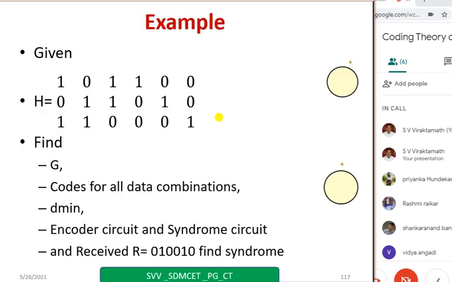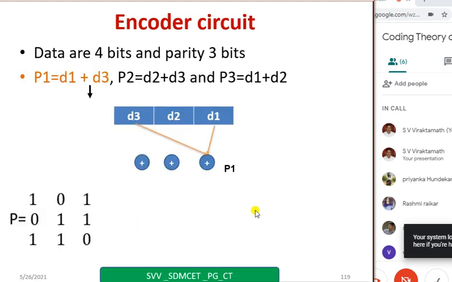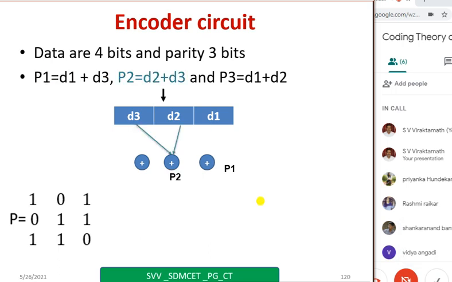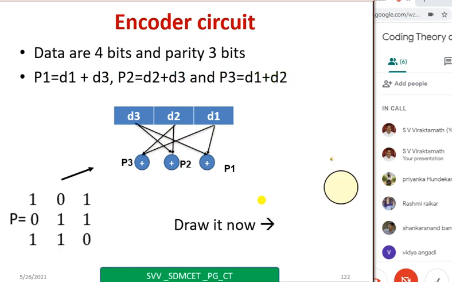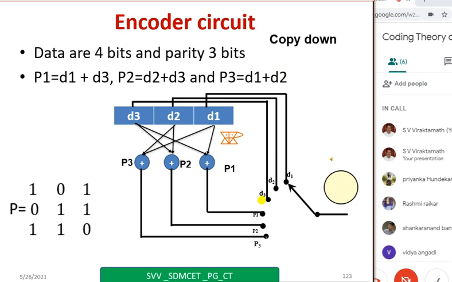Given H, find code words. Now we are going to talk about the encoder and syndrome circuit. The encoder is already over. Now we will discuss the syndrome circuit in today's class. All these things are just for your revision. For the encoder circuit, based on the P, we do the connection, and P2 equals D2 plus D3, that's why I'm joining. Then P3 equals D1 plus D3, I'm joining. And I'll complete the diagram using a rotary switch.